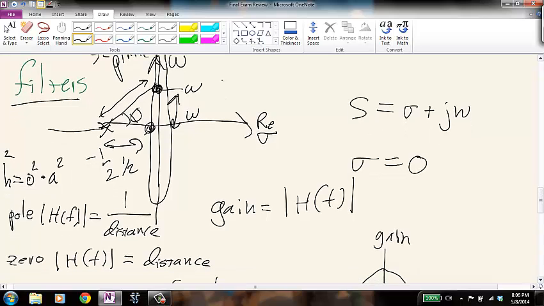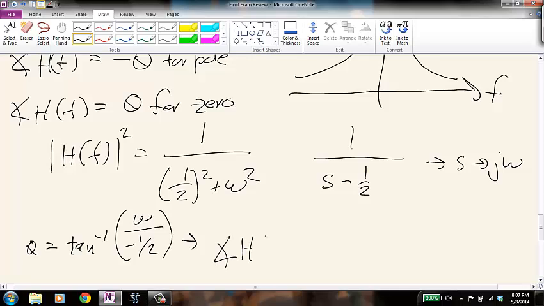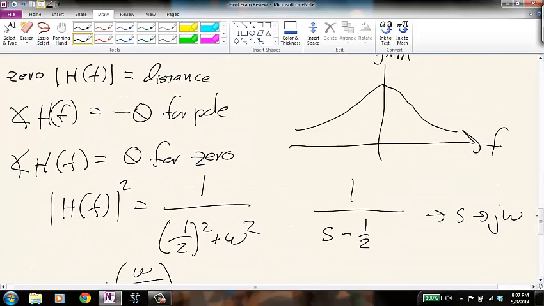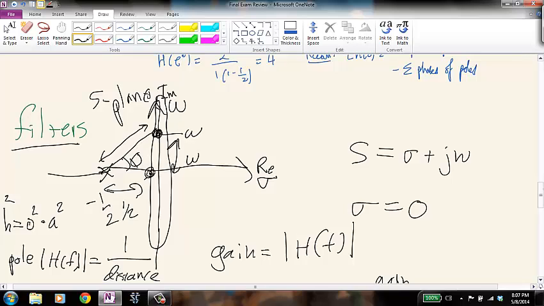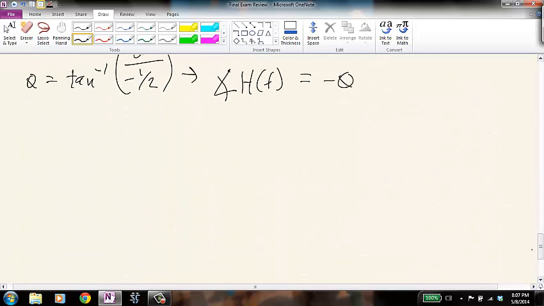And of course the angle is the tan minus 1 of the opposite, which is omega, over minus 1/2. And because it's a pole, so there we've got our phase and our magnitude of this filter and a basic plot, and you can get all that. Like Sai said, you can get a lot of information from the pole zero plots. Yes?